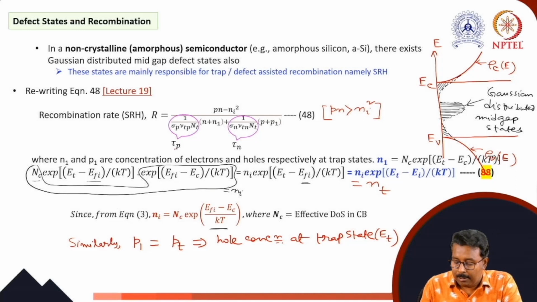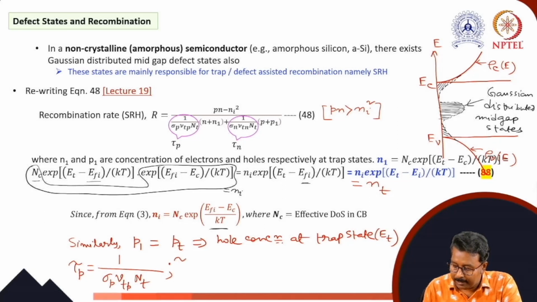Now, in the lifetime of hole and electron, there are three terms, that is sigma p, Vtp, Nt, and sigma n, Vtn, Nt in case of tau n. Sigma p is nothing but the capture cross section for holes. So we can write tau p is equal to 1 by sigma p Vtp into Nt, and tau n is equal to 1 by sigma n Vtn into Nt.